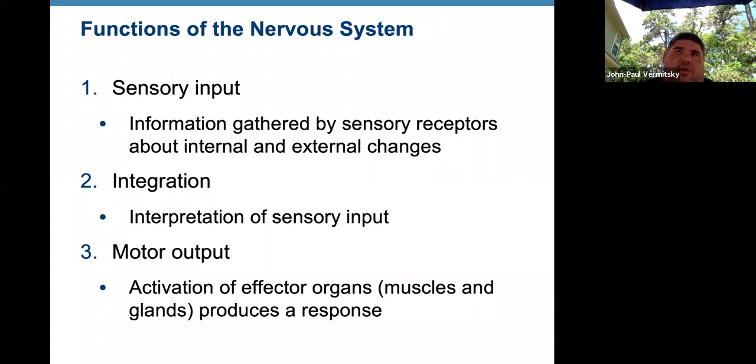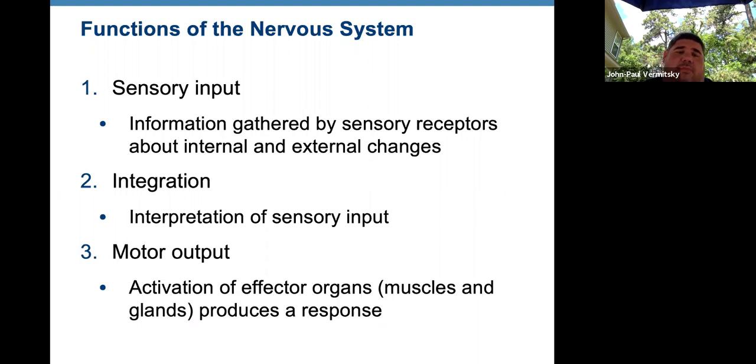The sensory input is going to be the activation of some type of receptor that will be connected to a nerve ending that will then send action potentials or nerve impulses to the central nervous system, which is your brain and spinal cord. Once the sensory input is sent to the central nervous system, the next step is integration. Integration is taking all that sensory information and actually integrating it. What does it mean? Is there some type of response that needs to occur?